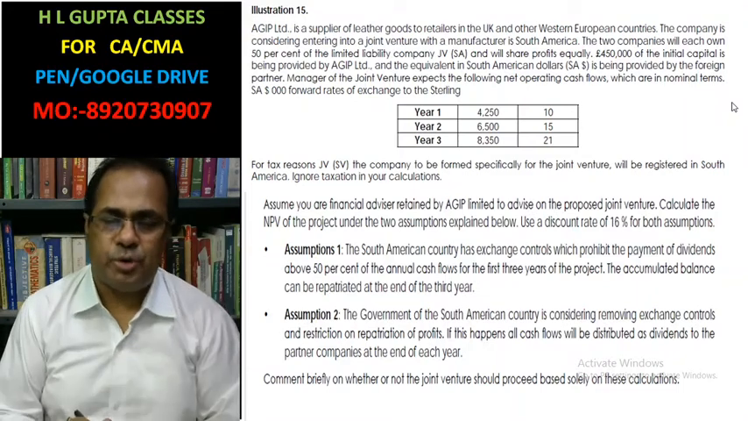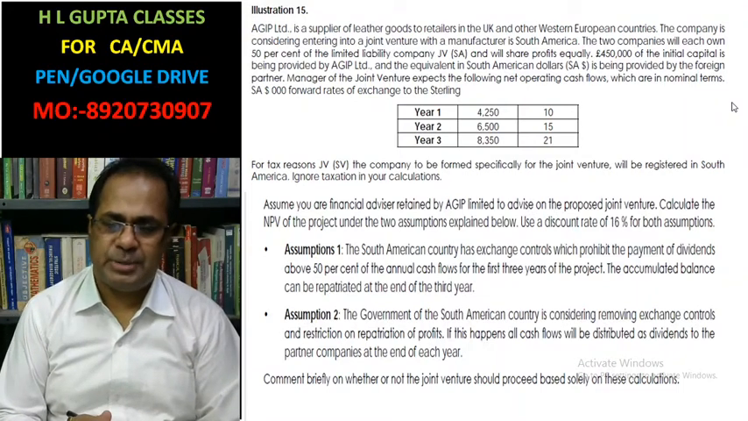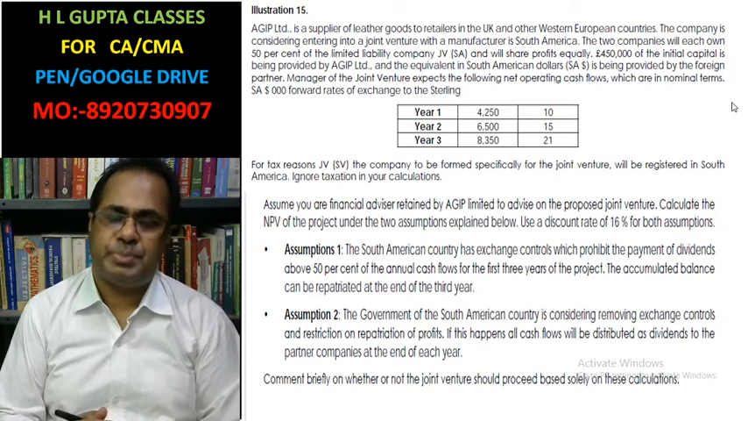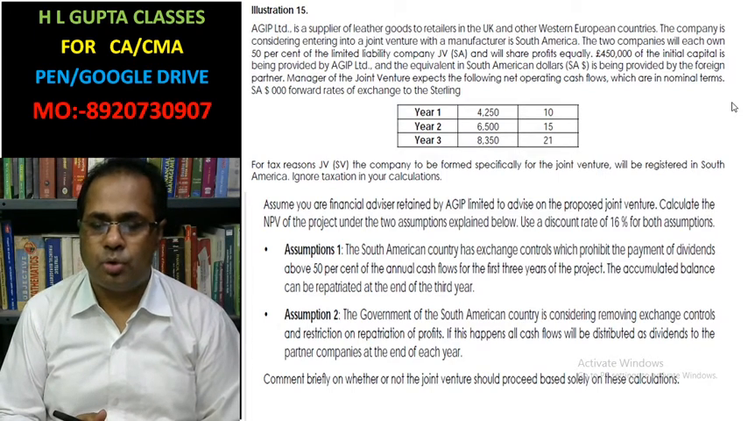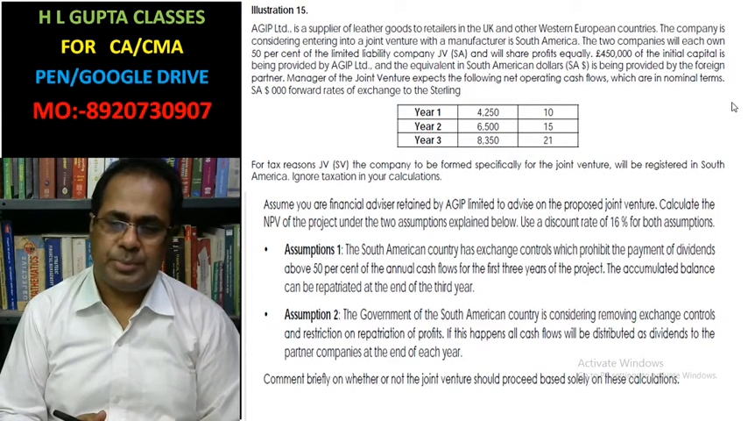Hello friends, I am going to start the foreign exchange and risk management illustration number 15. This is one of the good questions on joint venture companies.